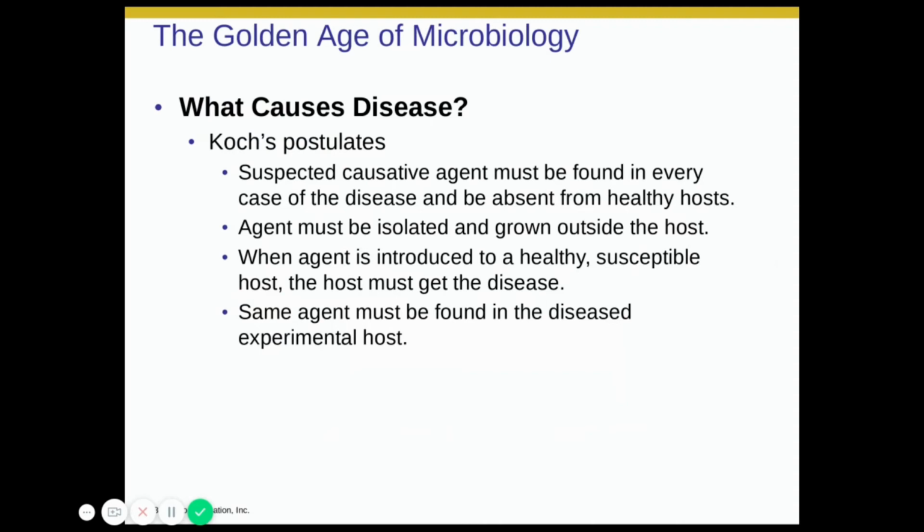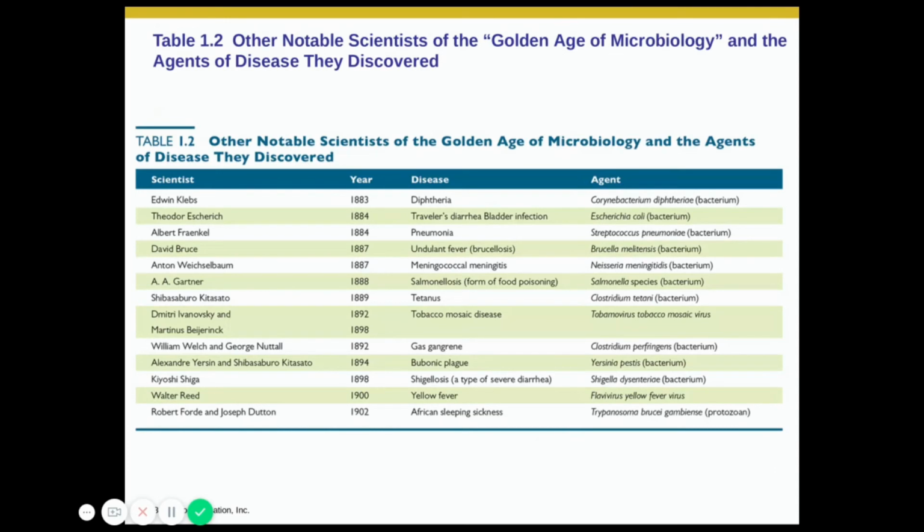So these are his postulates in a very succinct way. One, you should be able to see that same agent in all individuals that have that disease. Two, you should be able to isolate that causative agent, and then inoculate it into a new healthy individual. And that healthy individual should have the same symptoms as the first individual and develop that disease. So these are Koch's postulates.